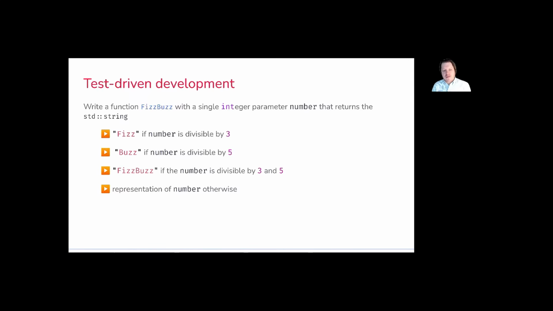So write a function, fizzbuzz, with a single integer parameter number that returns the standard library string fizz if the number is divisible by 3, buzz if that number is divisible by 5, fizzbuzz if the number is divisible by both 3 and 5, and then simply the string representation of the number otherwise. So if the number is not divisible by 3 or 5, we would just convert the integer parameter to a standard library string and return that to the caller.